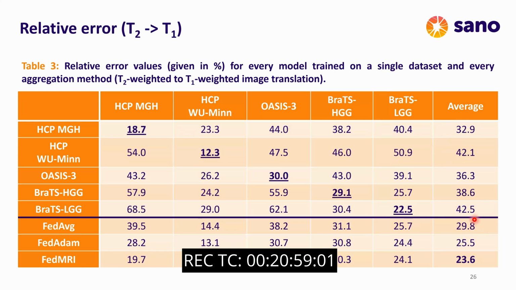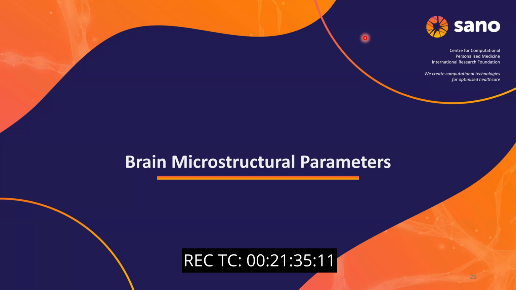And we also check the relative error values when translating the T1 weighted images. The overall relative error is lower than in the case of the previous analysis, but it is still evident that the training dataset greatly influences the deep learning models. And here, even the simplest federated learning algorithm outperforms the standard deep learning methods. In my second project, I am concentrating on using federated learning to estimate brain microstructural parameters based on the DMRI data.